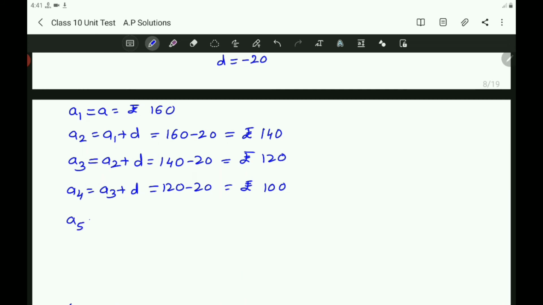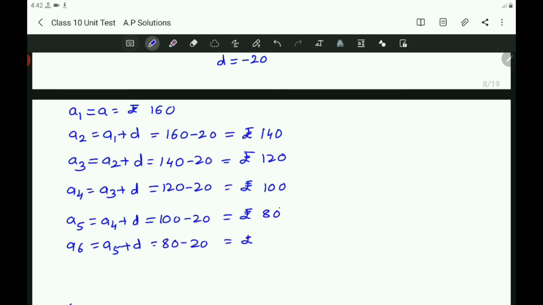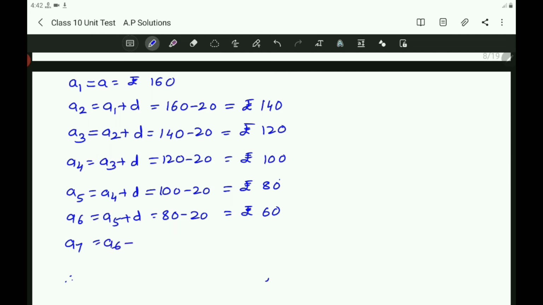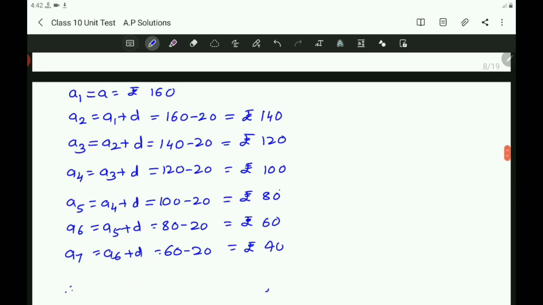Then A5 equals A4 plus D, 100 minus 20 equals rupees 80. Then A6 equals A5 plus D, that is 80 minus 20 is how much? Rupees 60. Then A7, seventh prize, is A6 plus D, that is 60 minus 20 equals rupees 40. If you add, you will get 160 plus 140, 300. 300 plus 120, 420. 520, 520 plus 80 is 600. 600 plus this 100, 700. So the total sum becomes 700.